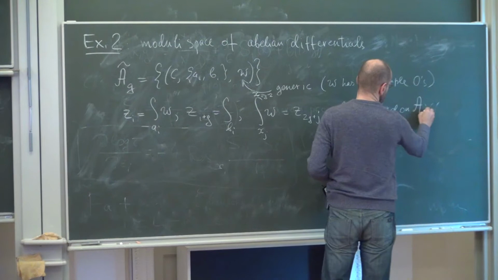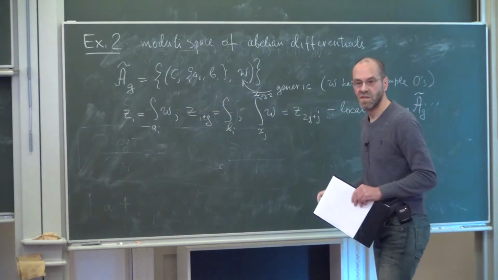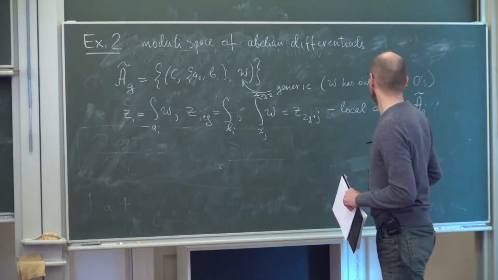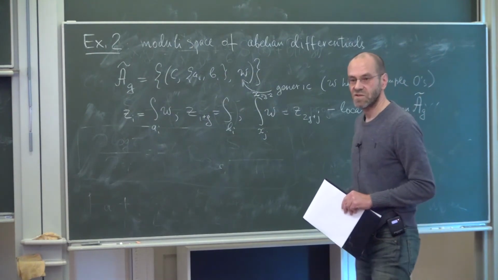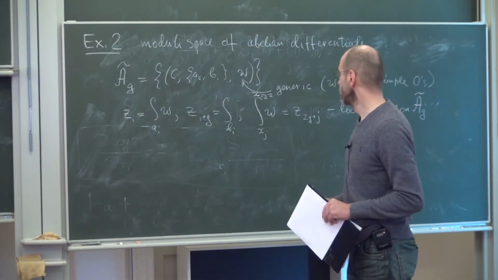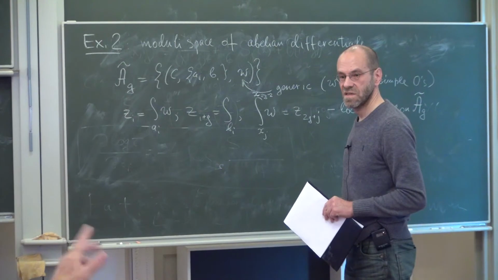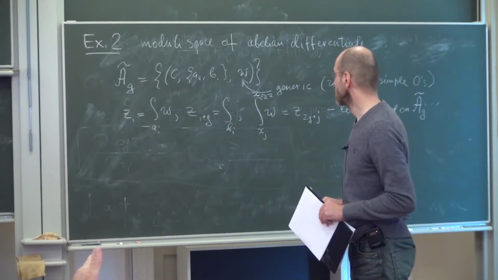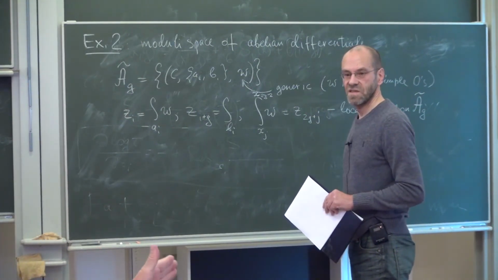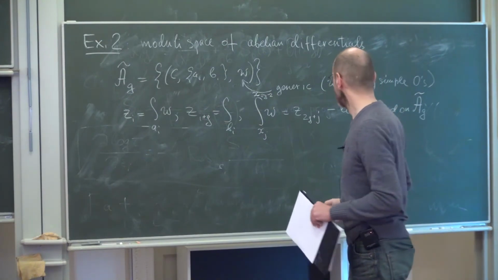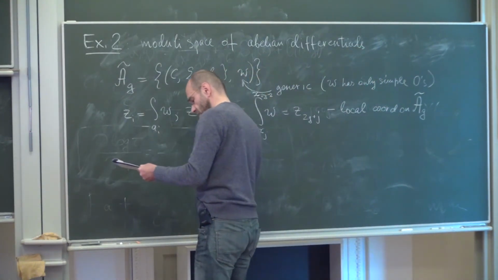3g minus 3 moduli for the curve, g parameters for the form. You said 4g minus 3. Yes, 4g minus 3. Yeah, 3g minus 3 by Riemann for the moduli of the curve, and g more parameters for the form. Exactly, exactly. Yes, yes. Okay.